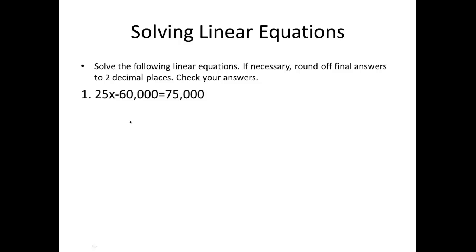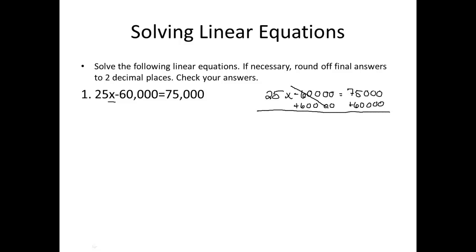25x minus 60,000 is equal to 75,000. So our goal is to isolate the variable x on one side and decide upon a value that if we substituted it for x in the original equation, the two sides would be equal. To isolate the x on the left-hand side of the equation, the first thing we want to do is add 60,000 to both sides of the equation.